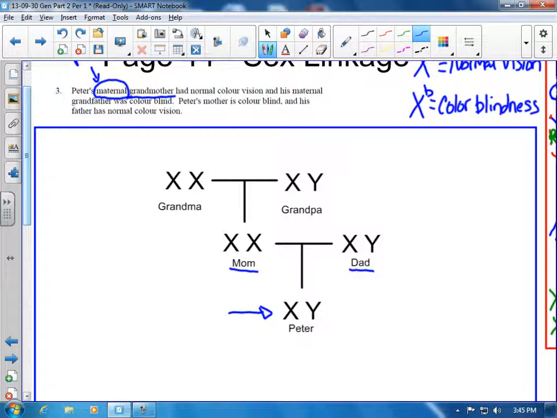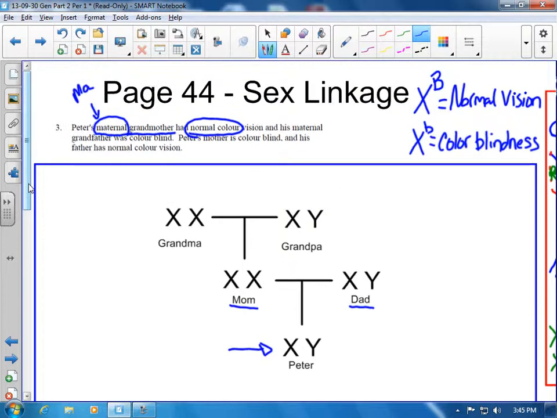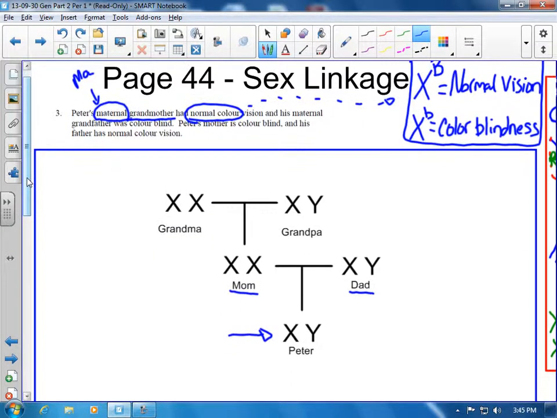It says Peter's maternal grandmother had normal color vision. Well, I take a quick look over here at my legend, and I know that normal vision is brought about by the big B. So if the grandmother had normal vision, I'm going to say that grandma has at least one big B. I don't know about the other B yet, so I'm going to leave it blank. We'll fill it in probably soon. So she had normal color vision. I'm going to put a little check mark there.